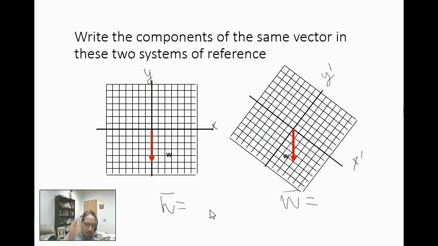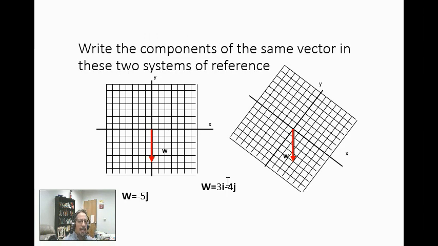Okay, all right. And this is the answer to the exercise. In this case, we just count, and we see that there are 5 units down. So our vector is minus 5j, and in this case, this is 3i, and minus 4j because we are in the negative y direction. So these are the two answers.